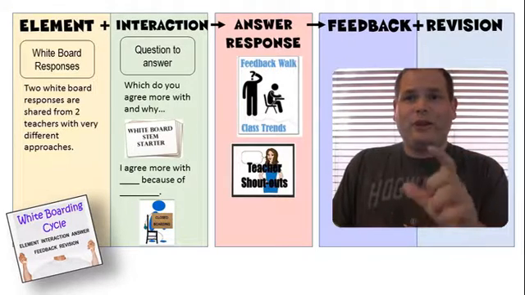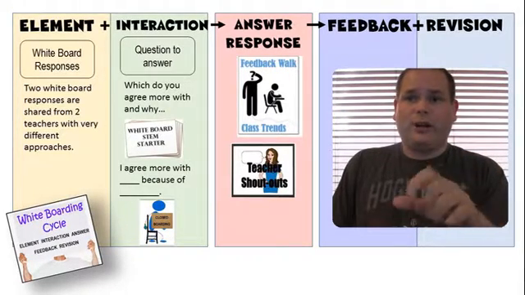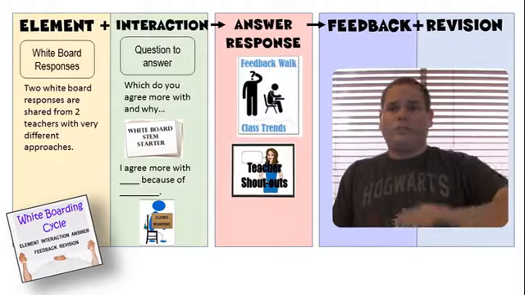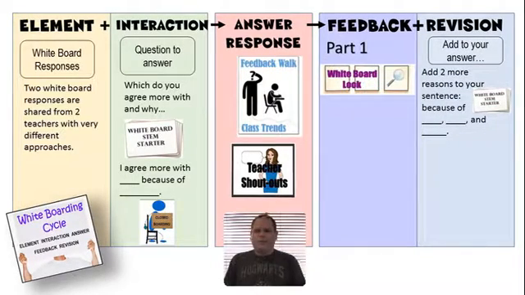And I'm actually going to do a very unique combination of a whiteboard look and a whiteboard walk. So I'm going to actually do 2 rounds of feedback. So for the first one, I'm going to do a whiteboard look. I'm going to tell teachers, okay, you're going to add 2 more reasons to your sentence. So instead of saying I chose board 1 because blah, you're going to say I chose board 1 because of blah and blah. So they hold it up. They have to find someone that agreed with them and see the reason so they can add another one.